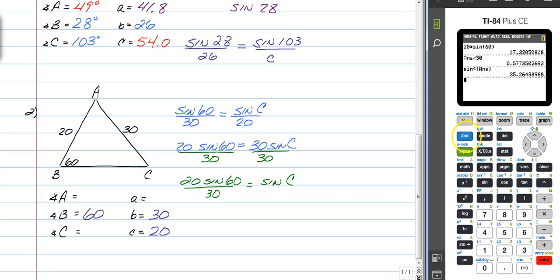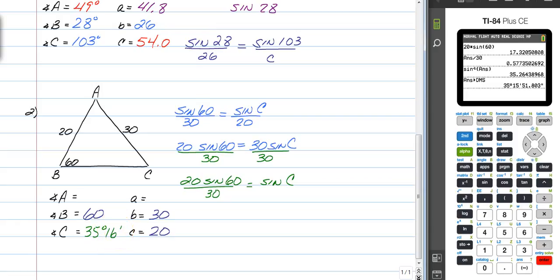If you press second apps, it'll take you to the angle menu. Number 4 is going to change it to degrees, minutes, and seconds. So we have 35 degrees, 15 minutes, and 51 seconds. Now remember, 51 is more than half a minute. So if we're rounding to the nearest minute, we are going to have an angle measurement of 35 degrees and 16 minutes. Okay, so we just found angle C is 35 degrees and 16 minutes.